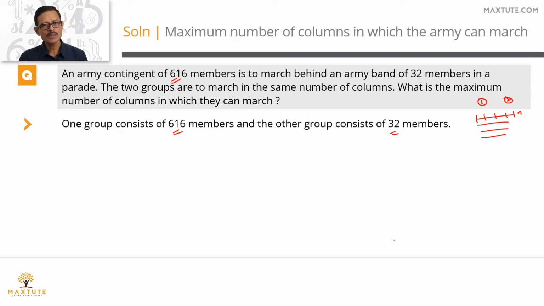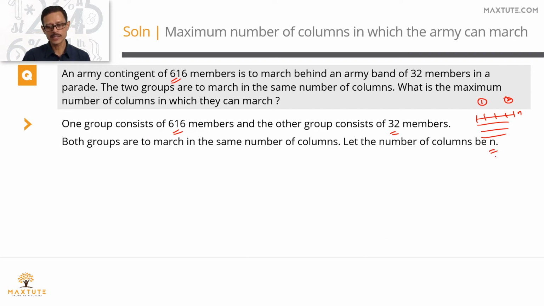Let's say the number of people in each row, or the number of columns in which they are marching, is equal to n. Therefore, we can say 616 people will be marching as n columns and x rows, and 32 people will be marching as n columns and y rows. The number of rows obviously will be different because you have 2 different numbers of people. So it's quite evident that 616 is divisible by n, and 32 is also divisible by n.